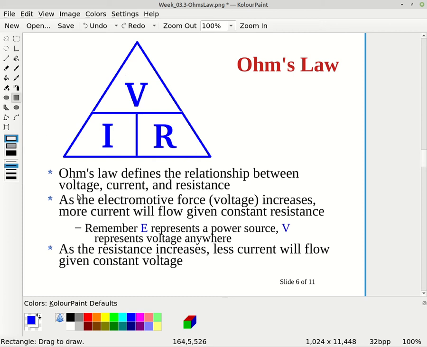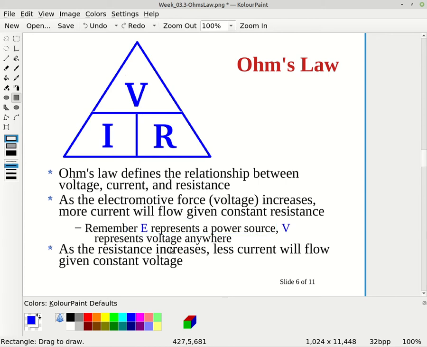All right, so again, the electromotive force is the voltage. We use the symbol E. Sometimes you'll see an E up here for the voltage, but remember that the E represents a power source. Ohm's law applies whether you're talking about the power source or the voltage drop across a single resistance. So the term V indicates just a voltage anywhere within the electrical circuit, where E specifically is referring to a power source, a power supply, a battery.